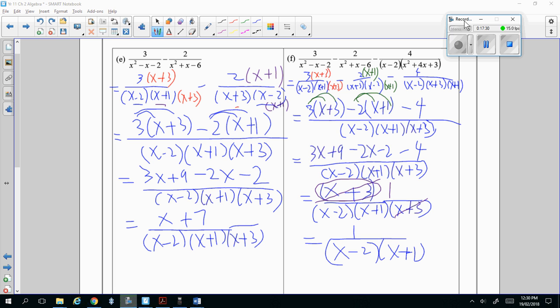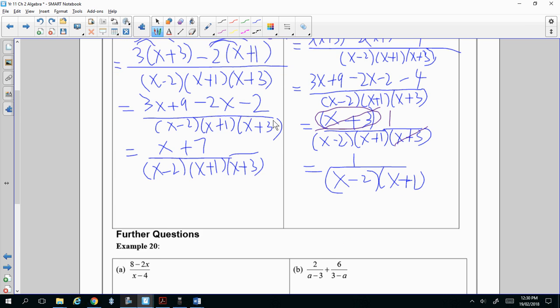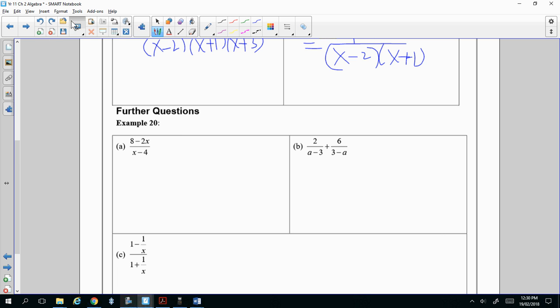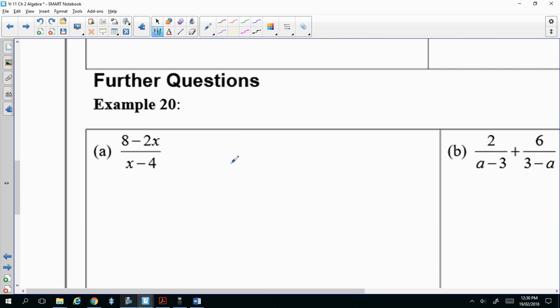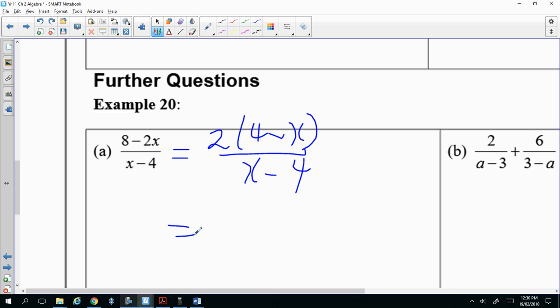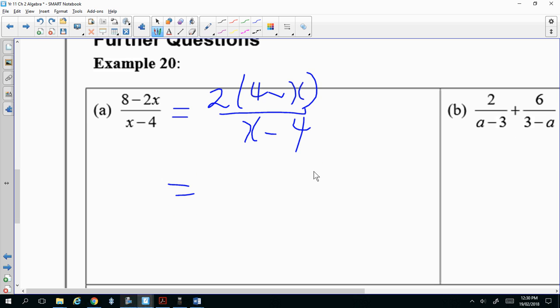Okay, so this one you factorize like before. Take the 2 out. But then there's a problem. They don't look the same, do they? They look similar. They both have 4 and x. So what you need to do is factorize out the negative. So if I factorize out the negative, the 4 becomes negative 4 plus x.